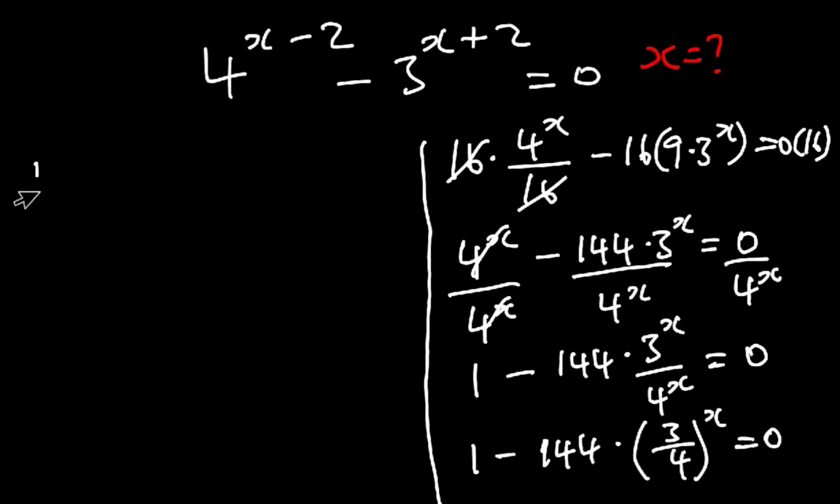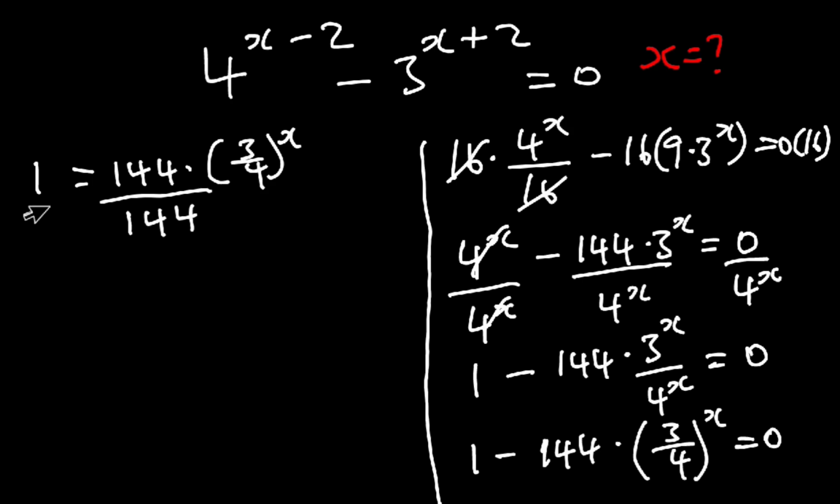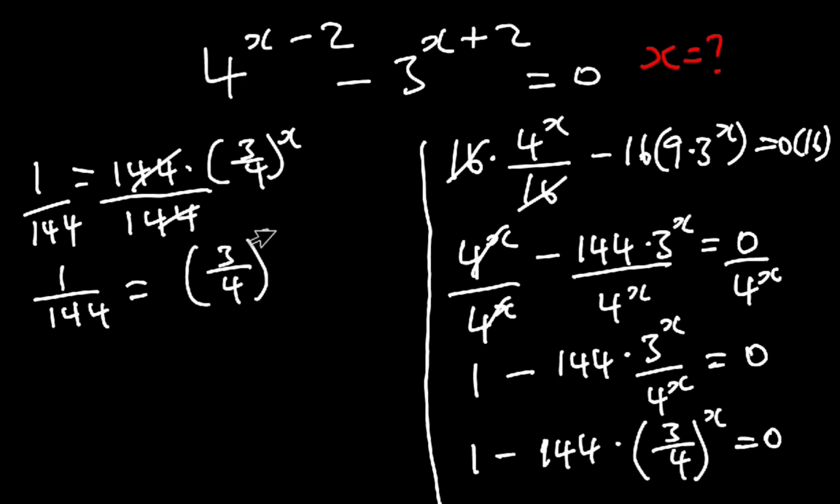Now let's take minus 144 multiplied by 3 over 4 raised to power x to the right hand side. If you do that, it's going to be equal to 144 multiplied by 3 over 4 raised to power x. Now let's divide both sides by 144. This and this will cancel. We have 1 over 144 equals 3 over 4 all raised to power x.